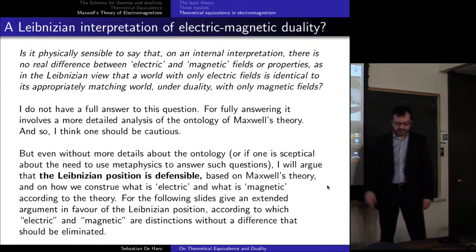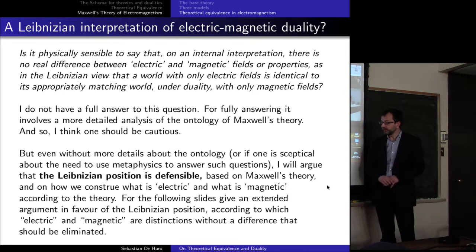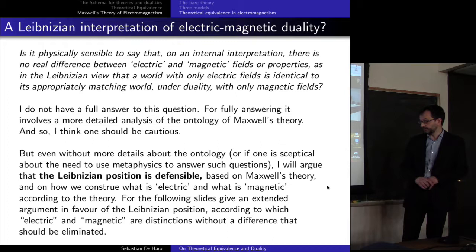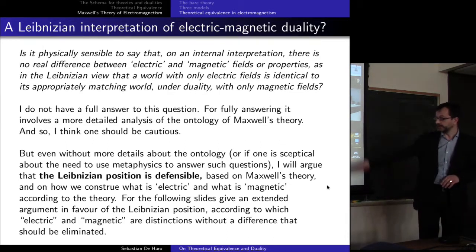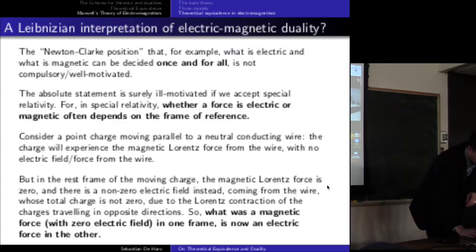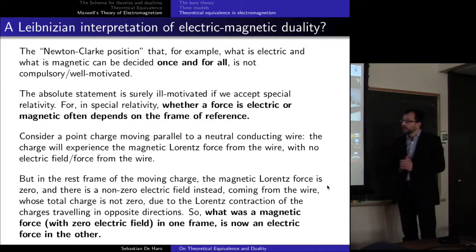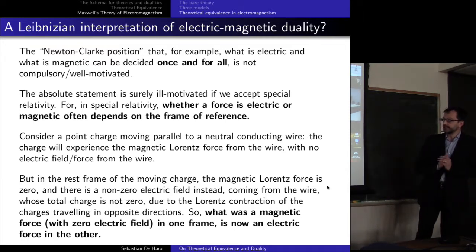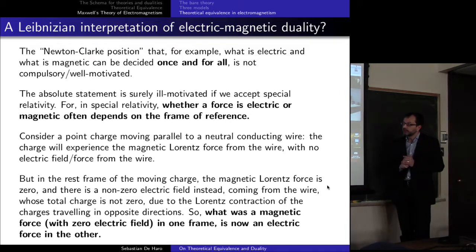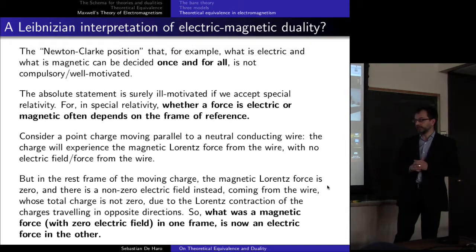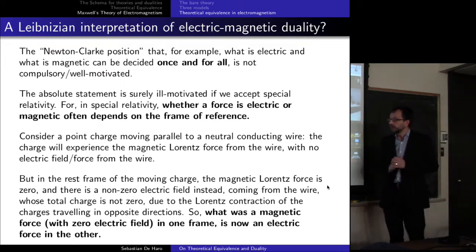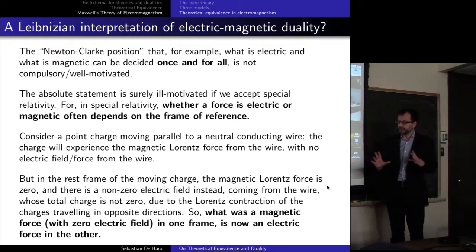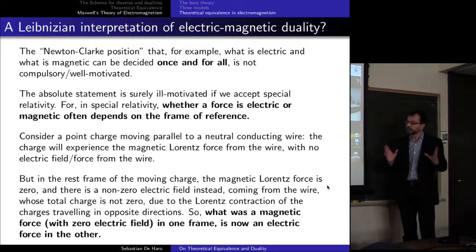So in the next slides, I want to give an argument in favor of the Leibnizian position, according to which electric and magnetic are distinctions without a difference that should be eliminated on a Leibnizian view. The Newton-Clark position, that what is electric and what is magnetic can be decided once and for all, is not compulsory. I will argue that it is not even well motivated in Maxwell's theory itself, at least as an absolute statement.